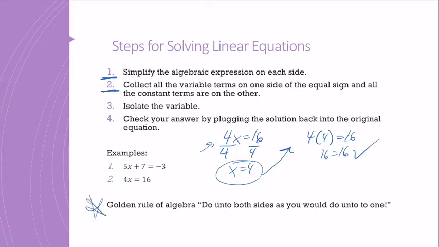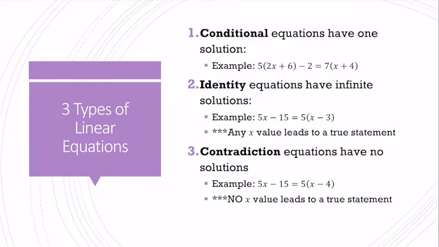That's a true statement. Remember the golden rule of algebra, much like the golden rule of life, which was: treat others the way you want to be treated. The golden rule of algebra is do unto both sides as you would do unto one. If you add to one side, you have to add to the other. If you multiply one side, you have to multiply the other. Treat both sides of your equation equally.